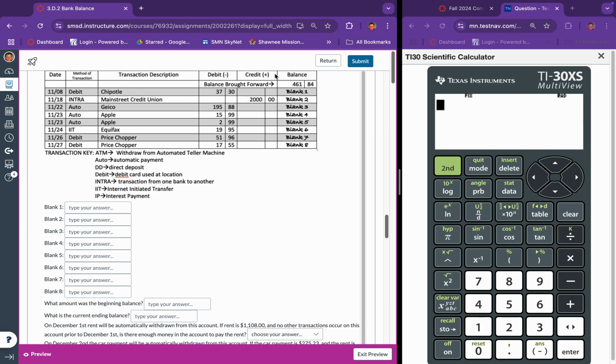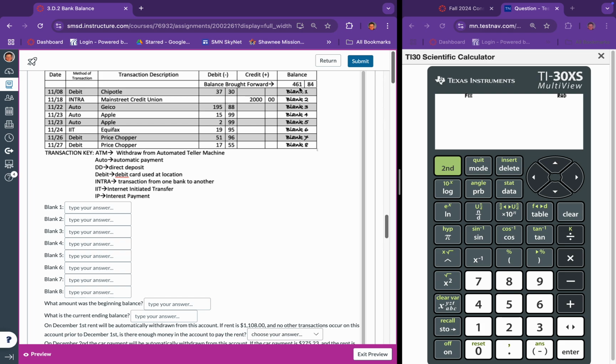And over here in the credit column with the plus sign, these are payments that have been made to you that are going in to your account. So those are going to be added in. And then over here is your running balance. And then right here it says balance brought forward. So when you opened your account, the last time you checked, you had $461.84. And then all these transactions have occurred since then. And you're going to see how much money you have at the end. So the balance brought forward is where we're going to begin.